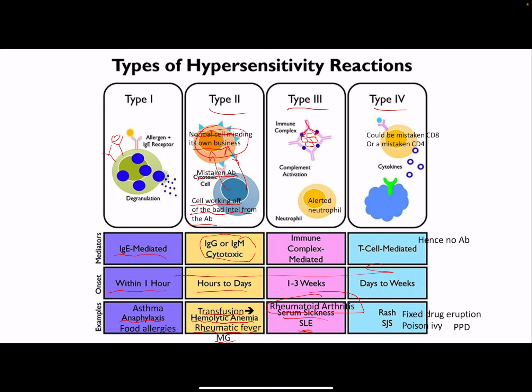And then type 4 is going to be our T cell response. So this is the only one that is not related to antibodies at all. This is going to take the longest. So this is often called a delayed hypersensitive response. And it's really anything with the skin. Rashes, Stevens-Johnson syndrome, which is a response to epileptic medications, fixed drug eruption to like sulfa or something like that, poison ivy, PPD, purified protein derivative, the tuberculosis skin test.